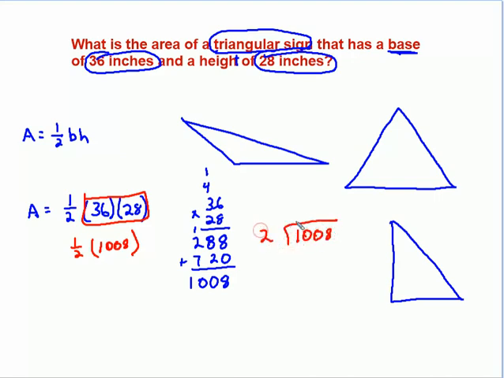2 goes into 10 5 times. Subtract those, that gives us 0. We drop our 0 down, right? And then 2 goes into 0 0 times. 0 times 2 is 0. We subtract them again and we get 0. We drop our 8 down. 2 goes into 8 4 times. So we wind up with 504.